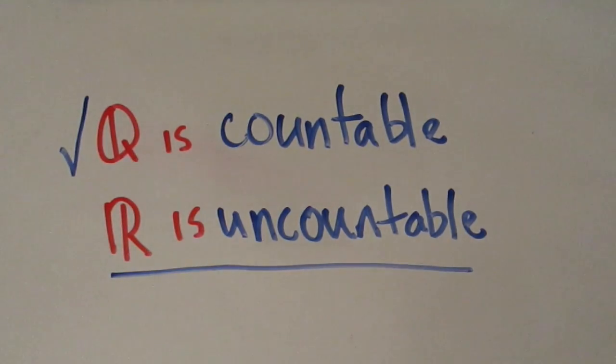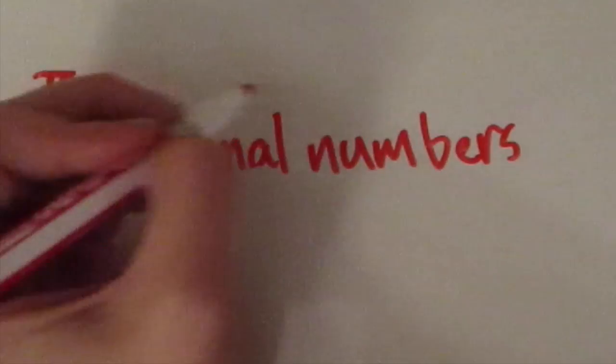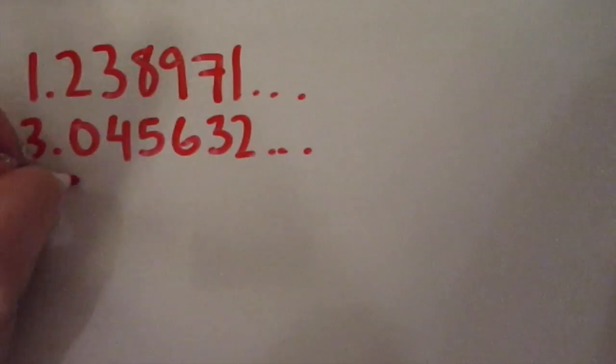Now it's time to show that real numbers are uncountable. But if rational numbers are part of real numbers, how can they be different types of infinity? The reason is because the non-rational real numbers, irrational numbers, are uncountable. Cantor proved that in this way.